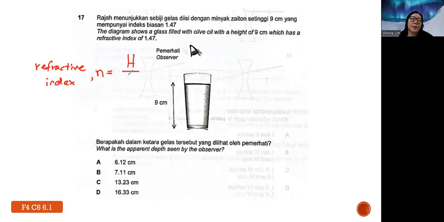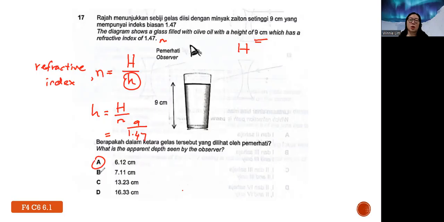real depth over apparent depth. This is the real depth, capital H, then small h is the apparent height or depth. So basically they give you H and they also give you n. So can you find this apparent depth? Yes, now you rearrange: h equals to capital H over n. Then basically you can just use 9 divided by 1.47 and you get the answer. And the answer is 6.12 cm.